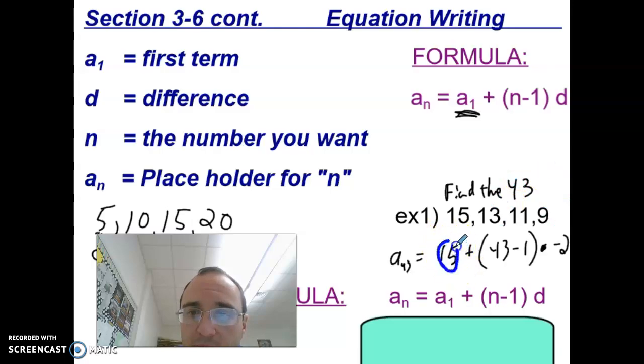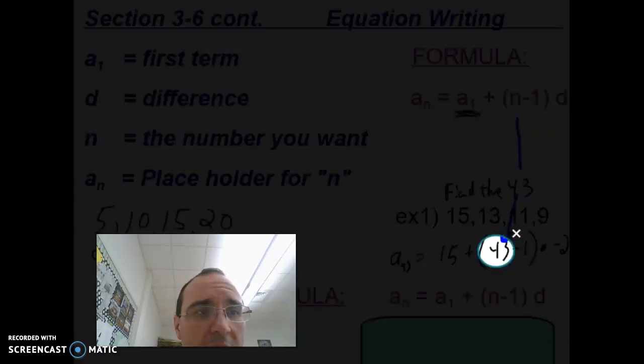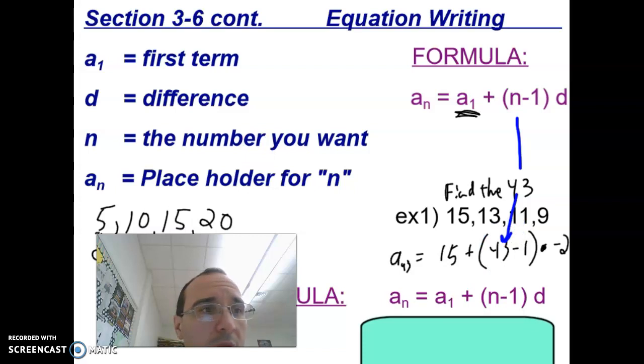15, because it's the first term, 15, first term, plus n becomes 43, because it's the 43rd term, and minus 1 times the common difference, because each term is going down by minus 2. Minus 2, minus 2, minus 2.